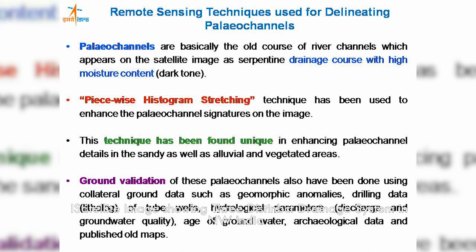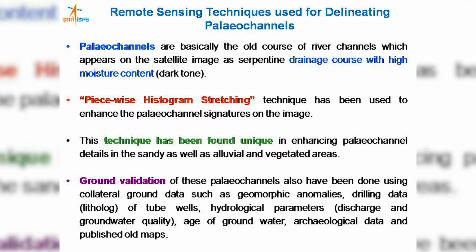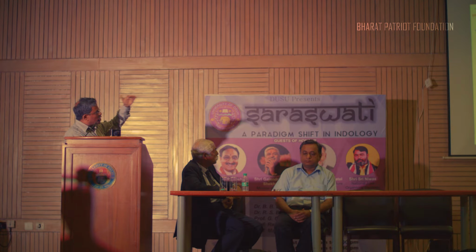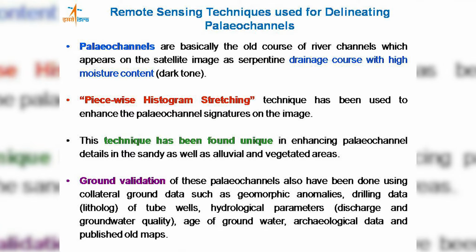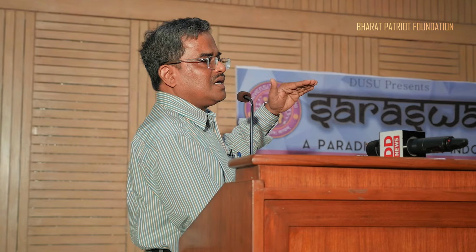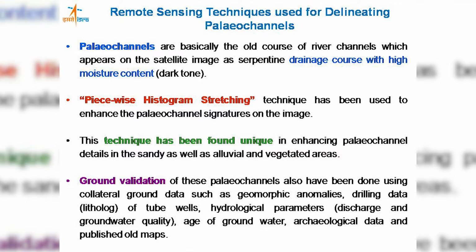Paleo channels, as I mentioned, appear on the satellite image as a moisture zone. For that purpose there is a technique called the piecewise histogram technique, but these are technical things. Not only delineation of the maps, we have also used ground validation. Delineation alone will not solve the purpose unless we prove it from different data: geomorphic anomalies, drilling data, hydrological parameters, age of groundwater, archaeological and different published maps. Everything is integrated to make that paleo channel.